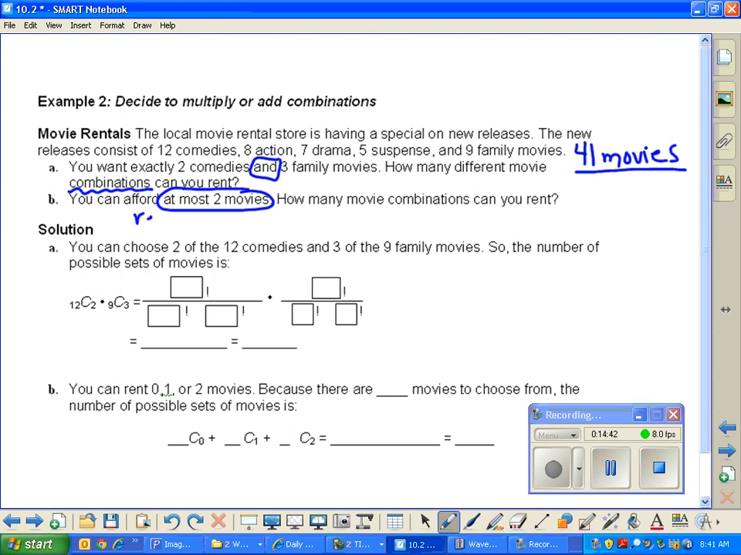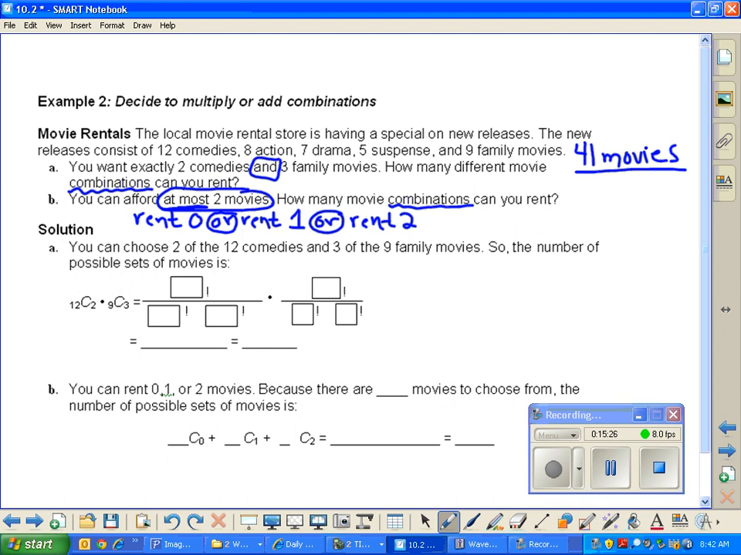What that means is that with your money, you can rent no movies because you're broke as a joke, or you can rent maybe 1 movie, or, at most, you're allowed to rent 2 movies. So you can rent 0, or you could rent 1, or you could rent 2. When you see this at most, at least business, what I need you to start to think about is that those are also or problems in disguise. And then it says, how many movie combinations, right in the problem, can you rent? So we see and for part A and an or example for part B.